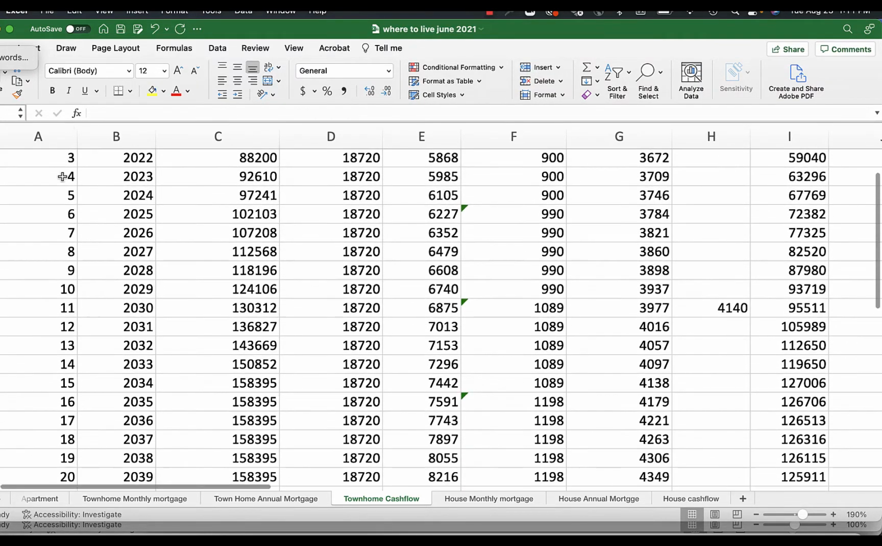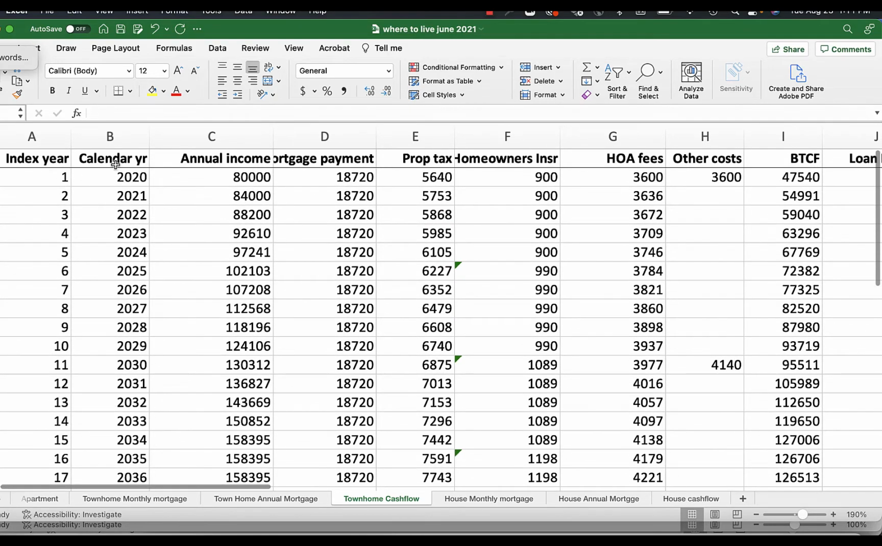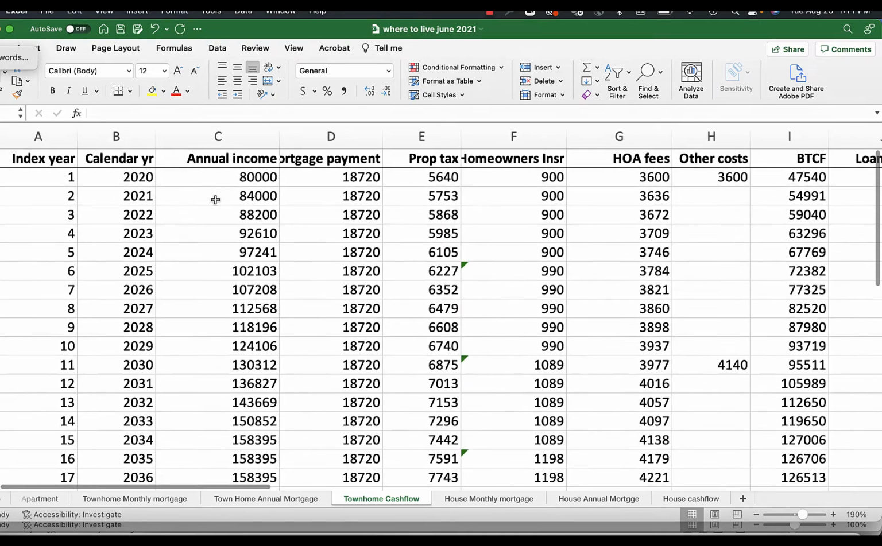So I have the years 1 through 20, because we're going to own it for 20 years, and then I put the actual year there. The income, which was stated before, is $80,000 a year, and then it would increase 5% a year up through 15 years, and then it would be flat. That's the same in both cases.